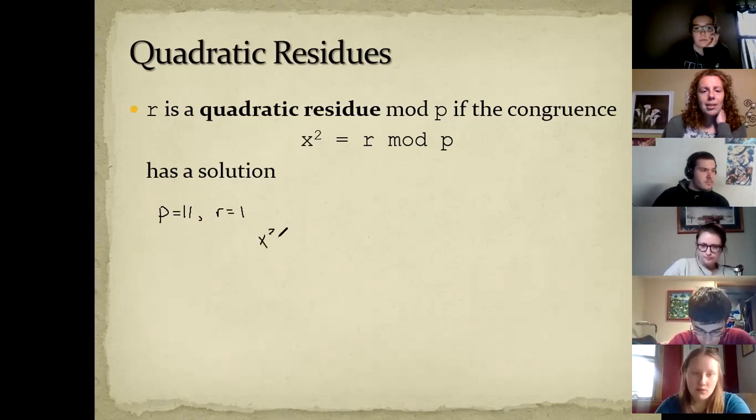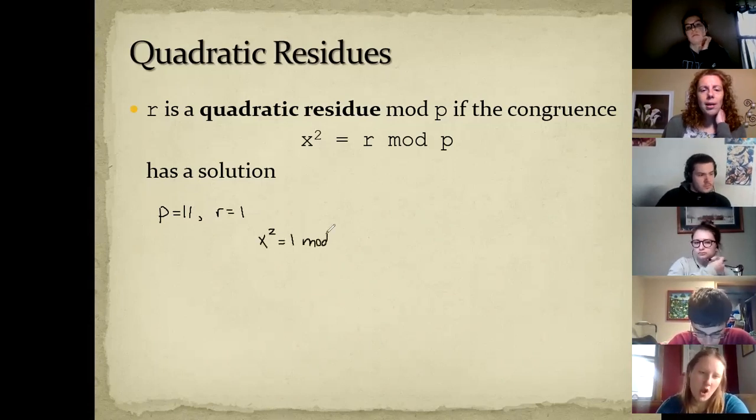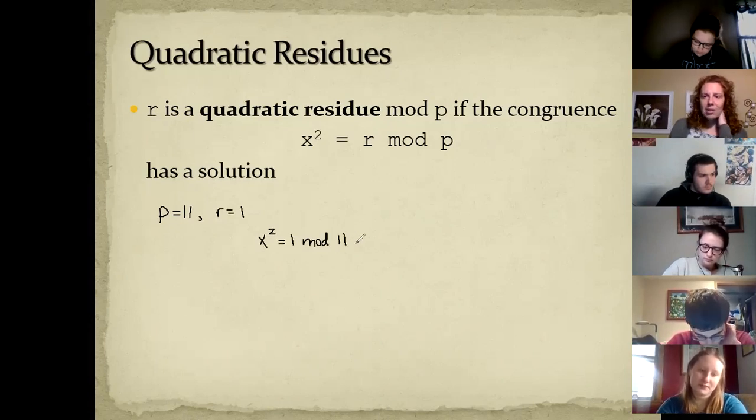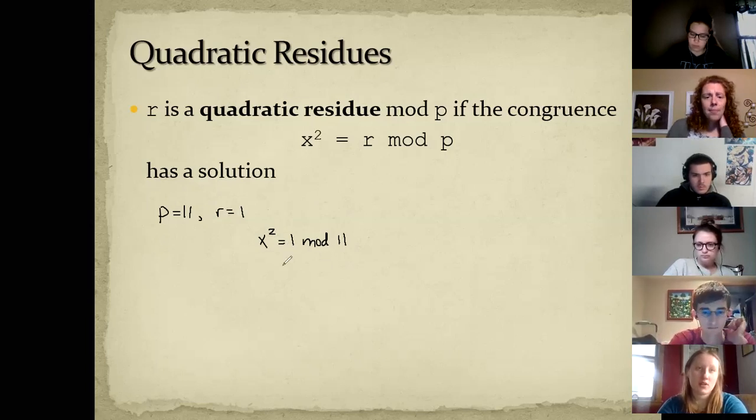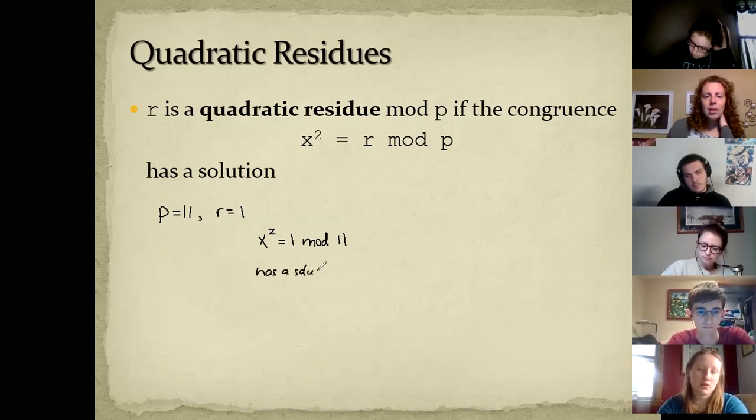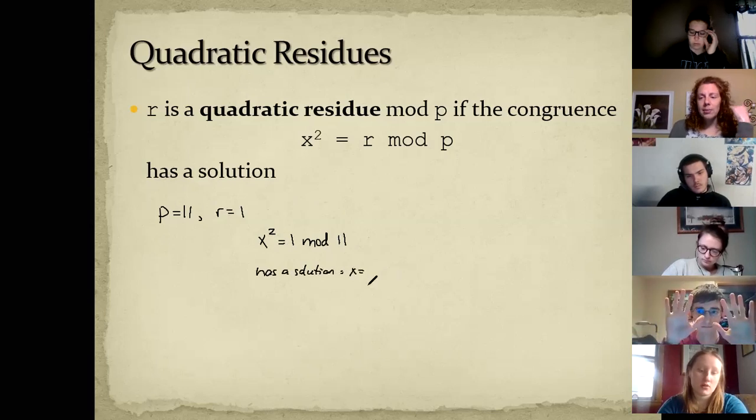So x squared ≡ 1 mod 11. Is there a value of x in Z_p so that this has a solution? Yes, no? You're nodding, yes, right? So this has a solution. You can do this with fingers. If x equals, what's my solution?